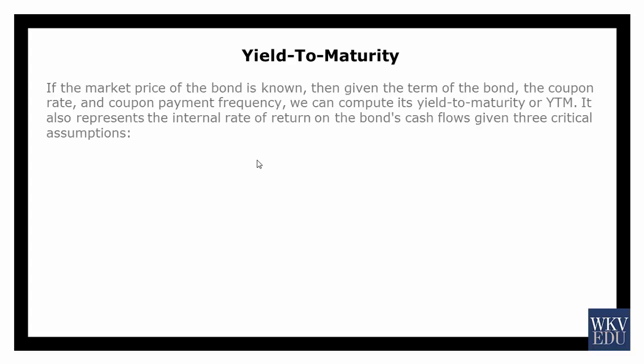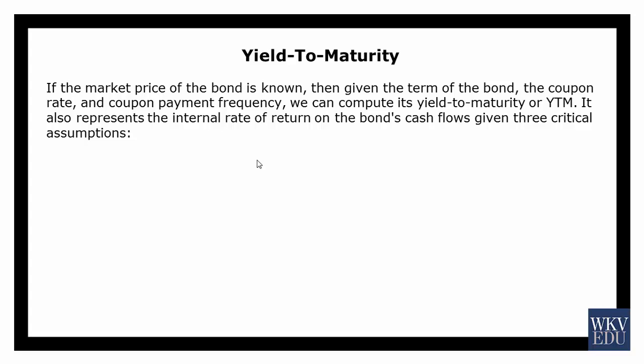Yield to maturity. If the market price of the bond is known, then given the terms of the bond, the coupon rate, the coupon payment frequency, the I/Y, the maturity, and so on and so forth, we can compute the yield to maturity as well. This yield to maturity is also known as the redemption yield or the yield to redemption. The YTM is the uniform interest rate that equates the sum of the present value of the bond's future cash flows to its current price.